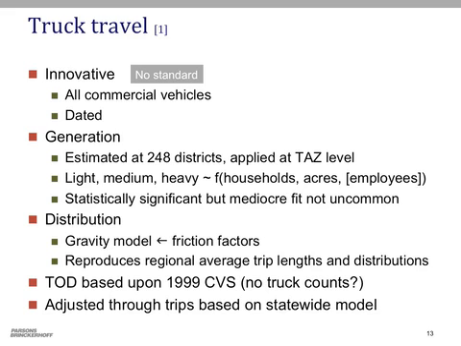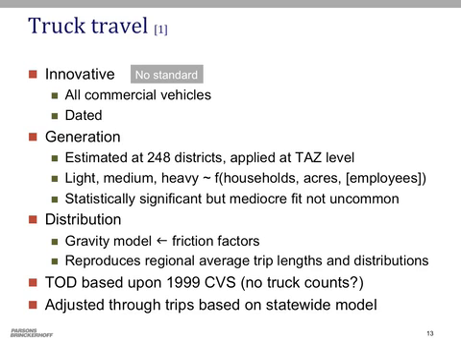At the generation level, they estimate this beast at 248 districts, again a function of data limitations, but then they apply it at the TAZ level. They have 3 types of trucks, as you can see listed here, and their generation rates are a function of households, the size of the zone, and depending on the type of truck, employment by different categories. And it's not uncommon for truck models. You wind up with a statistically significant but not very inspiring statistical fit.